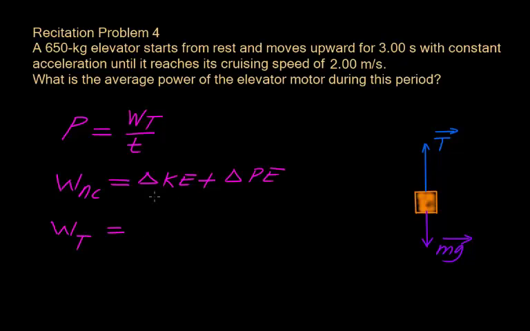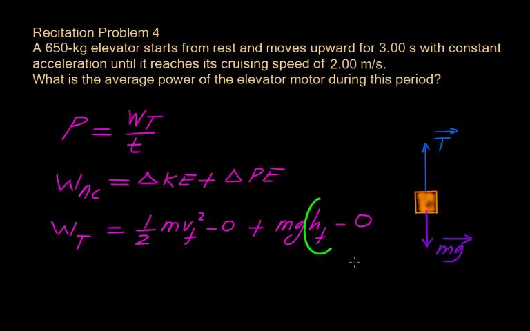That is going to equal the change in kinetic energy, which is 1/2 mv final squared, minus 0 because the elevator starts from rest, plus the mgh final minus the mgh initial, which I'm going to choose to equal 0 as well. This means that the height from which the elevator started moving is going to be chosen to be the zero height. Notice that the height h is the only quantity that is not available to us to be able to solve for the work done by the tension.